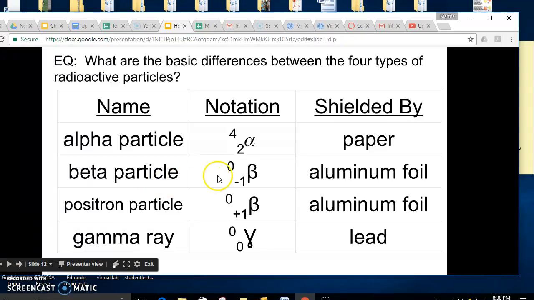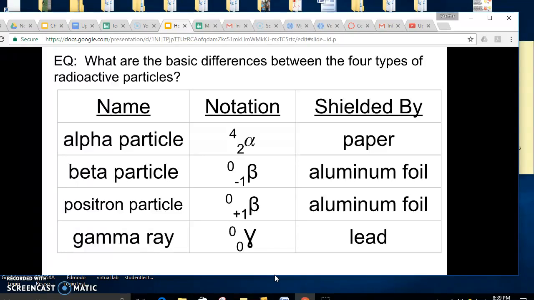Beta particles have no mass, but they do have a -1 charge, so similar to an electron in terms of size. The symbol is this beta symbol, and aluminum foil will generally stop beta particles. Positrons are similar to a beta particle, except it's a positive charge instead of negative, and the aluminum foil will again stop it.